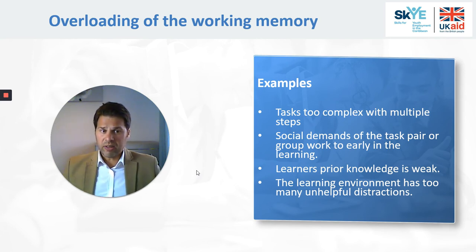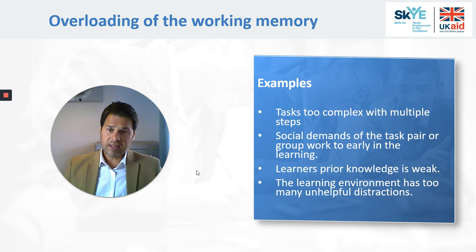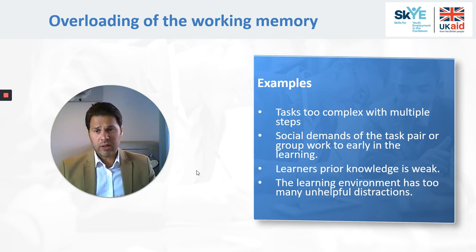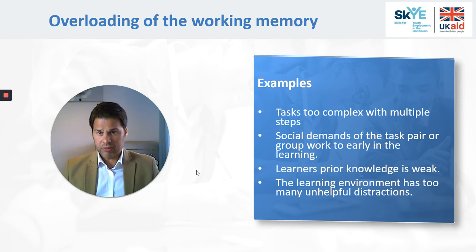And the other part is that your learning environment has got too many unhelpful distractions. So think about your learning environment. Is it a positive learning environment, or is it an environment that means that students become distracted? We could talk about behaviour of other students. We could talk about the actual walls or the room. Making sure that the environment has got low level distraction and disruption means that students will be able to remember more in their working memory.